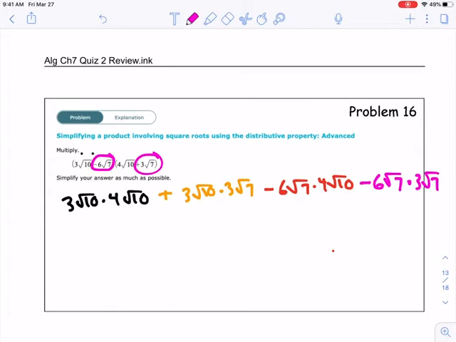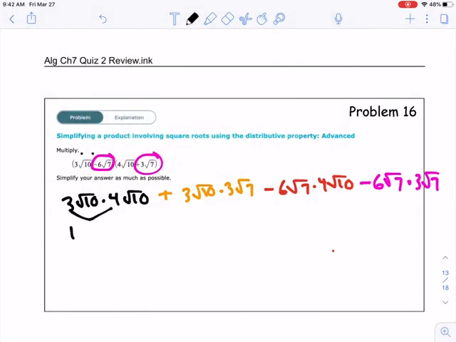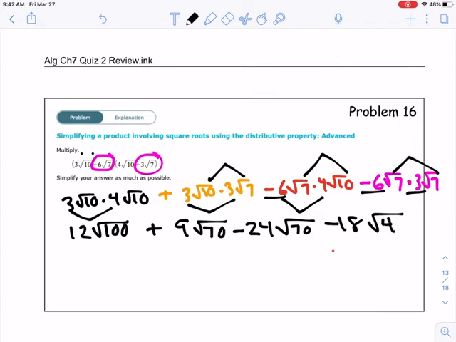So now it's just a matter of multiplying everything together and starting to simplify. So 3 times 4 is 12. Square root of 10 times square root of 10 is 10. Plus 3 times 3 is 9. Square root of 10 times square root of 7 is square root of 70. Negative 6 times 4, notice I included the negative sign, is negative 24. And then 7 times 10 is 70. That goes under the radical. And then negative 6 times 3 is negative 18. And square root of 7 times square root of 7 is 7.